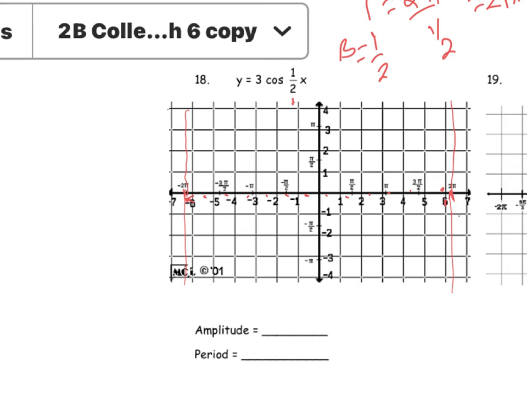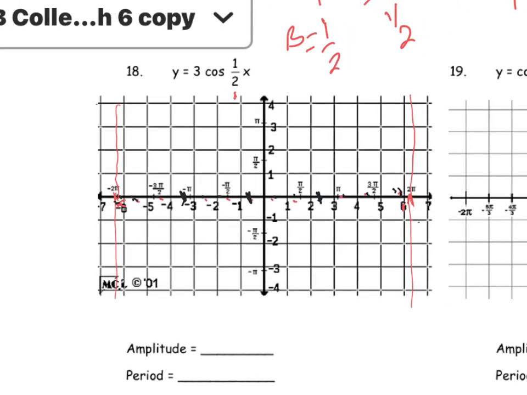1, 2, 3. Did I go the right way? I didn't do the right way. I'm to the left of the line. So 1, 2, 3, that one. 1, 2, 3, that one. 1, 2, 3, that one. 1, 2, 3, that one. Okay, close enough.